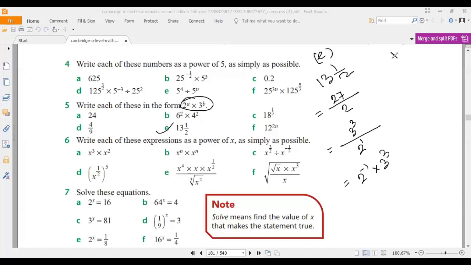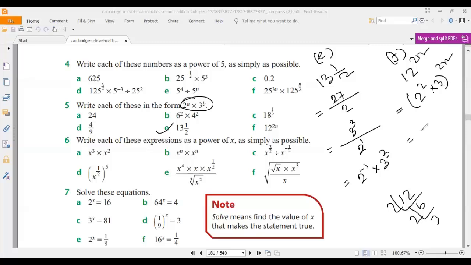Okay. Now question number F. 12 to the power 2n. 12 represents what? 12 can be divided this way. 2 6s are 12, 2 3s are 6. So instead of 12, we can write 2 square multiplied by 3, all to the power 2n. So 2 to the power 4n multiplied by 3 to the power 2n. And that is the solution of question number F.